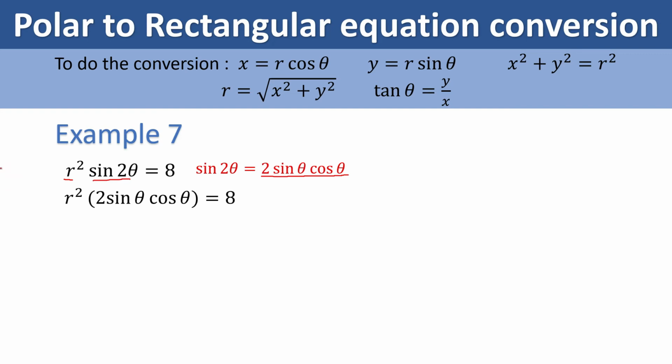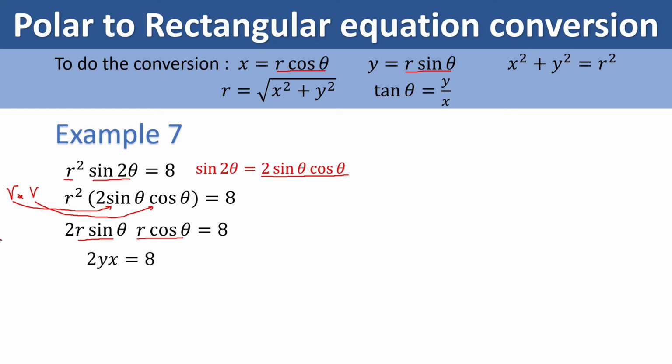Now you have r squared, which is r times r, times r. Then I have 2r. I'm going to use one r to combine with sine and another r to combine with cosine, because I know that r cosine theta is x and r sine theta is y. So r sine is y and r cosine is x. Now 2yx, and you solve for y, and this is the expression in rectangular form, 4 over x.